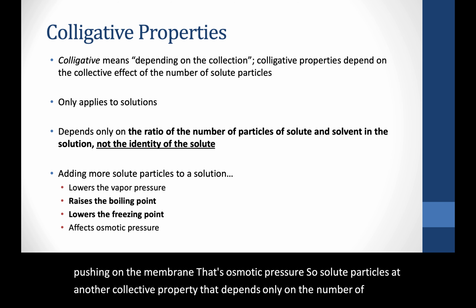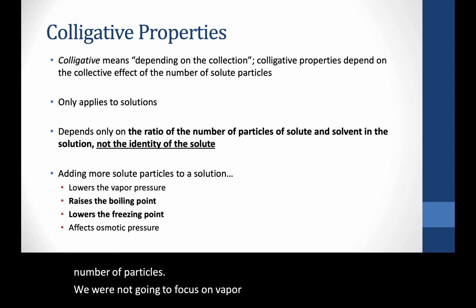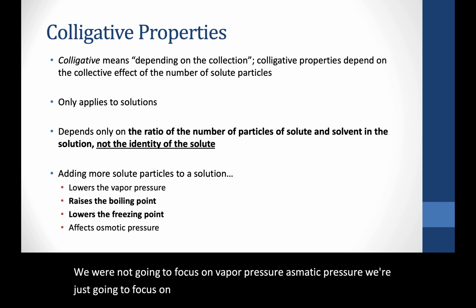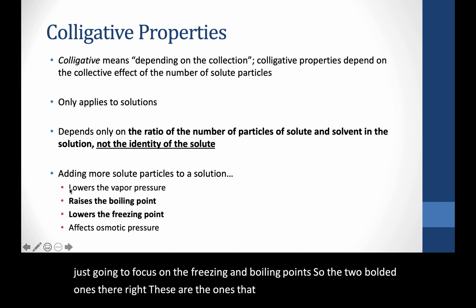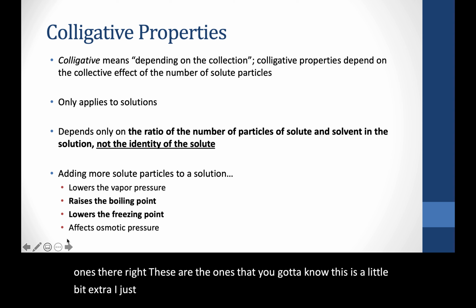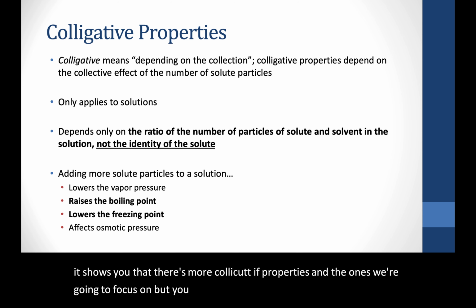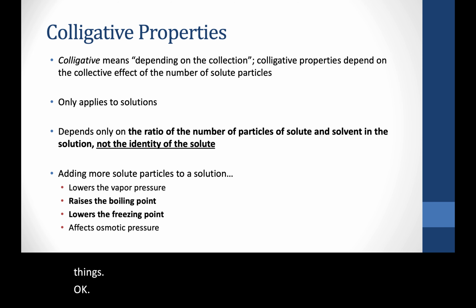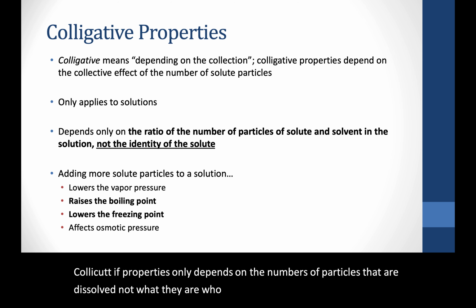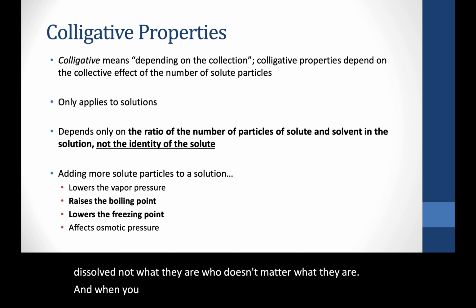We're not going to focus on vapor pressure or osmotic pressure. We're just going to focus on the freezing and boiling points. So the two bolded ones there are the ones that you've got to know. This is a little bit extra. I just like to include that because it fills it out and shows you that there are more colligative properties than the ones we're going to focus on. But take one thing away from this slide, or two things: colligative properties only depend on the number of particles that are dissolved, not what they are. It doesn't matter what they are. And when you have more dissolved particles, it raises the boiling point and lowers the freezing point.